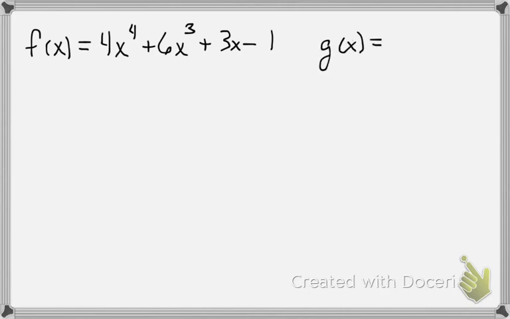What if I give you f of x equals 4x to the fourth plus 6x cubed plus 3x minus 1, and g of x equals 2x squared plus 1. All right, so I've given you two functions, and I ask you to find the quotient function. That's f over g of x. All right? We did that before too, right? No escape.